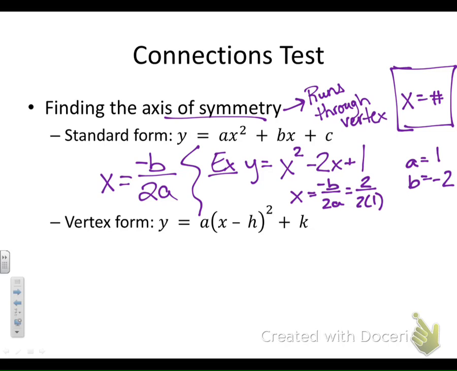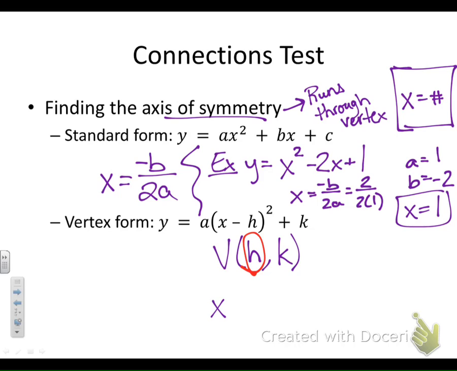It's supposed to be x equals 2 over 2, or it's a line, x equals 1. In vertex form, typically the x-coordinate, h, had to change its sign, k kept its sign. We're going to use that for our axis of symmetry. So x is equal to h. That would be our line.